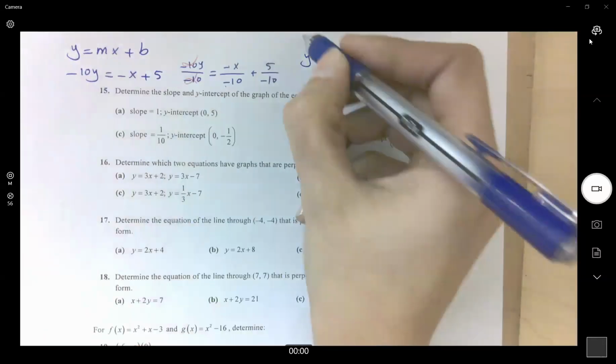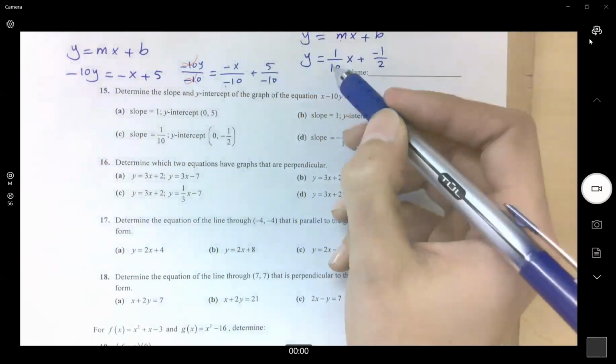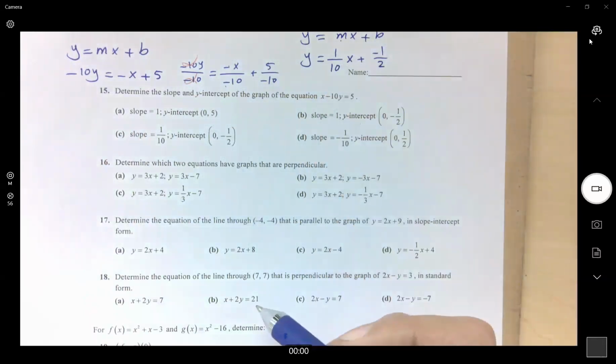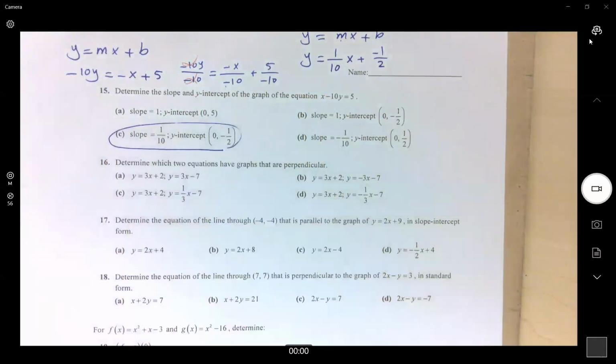So compare this with y equals mx plus b. M is one-tenth, b is negative a half. One-tenth and negative a half. This is our answer here. Doing pure algebra.